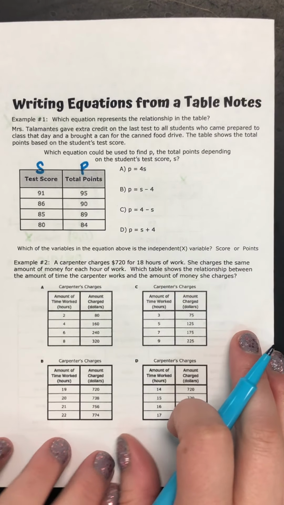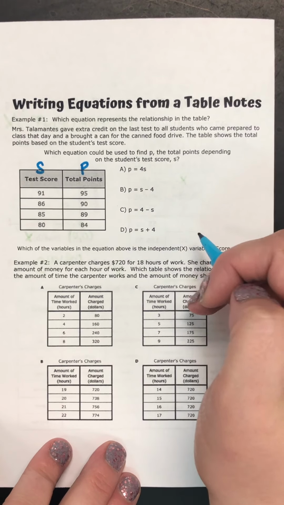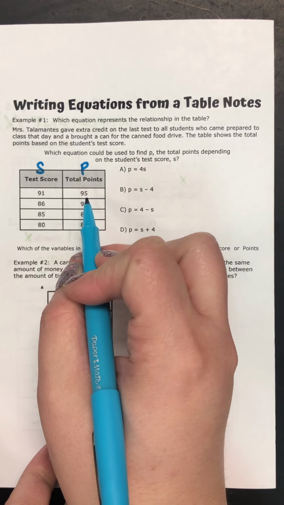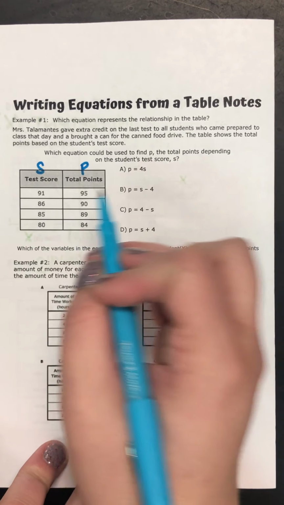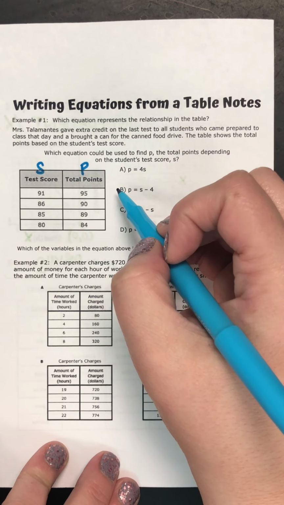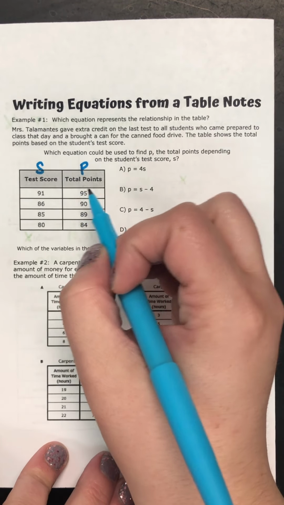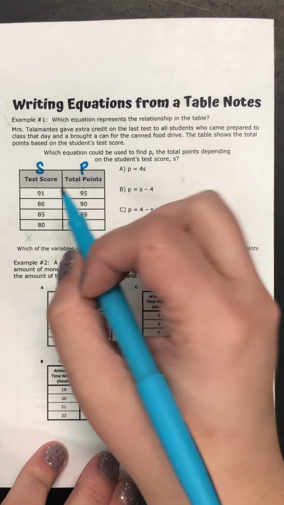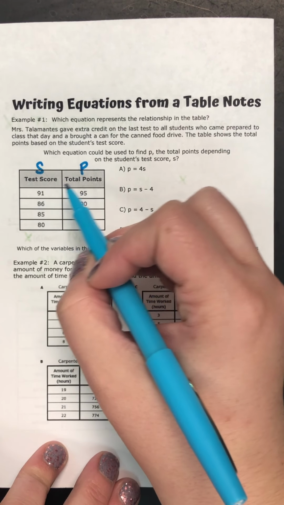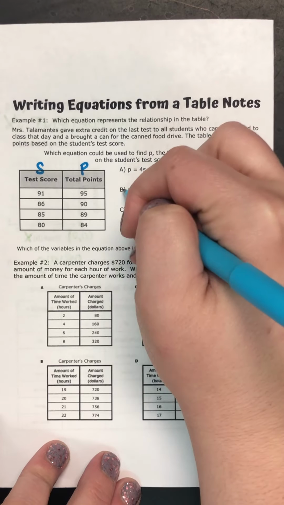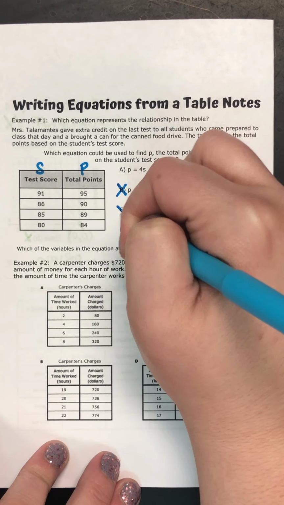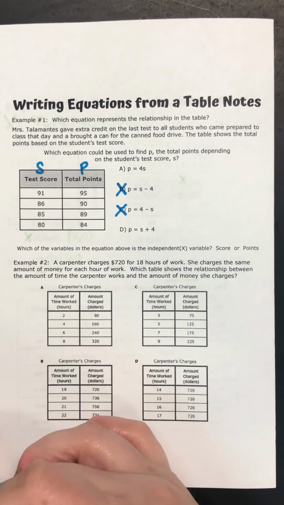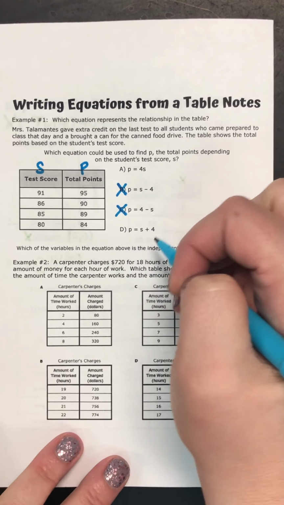The first thing that you want to look at is what's happening in the table. From 91 to 95, it's getting bigger. If a number is getting bigger, that means it's either adding or multiplying, right? We're not getting smaller. Smaller would be subtracting or dividing. So I know that my equation is going to be adding or multiplying. I'm going to go ahead and get rid of answer choice B and answer choice C because those are subtracting, and I know that nothing's getting smaller, okay? So now it's between A and D.